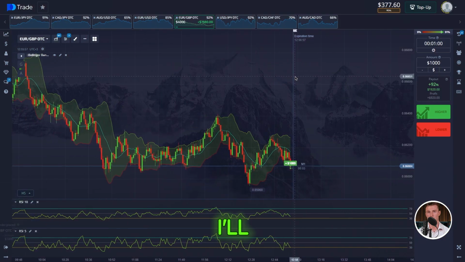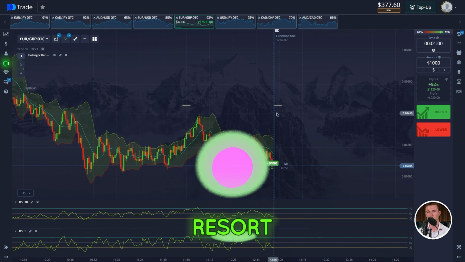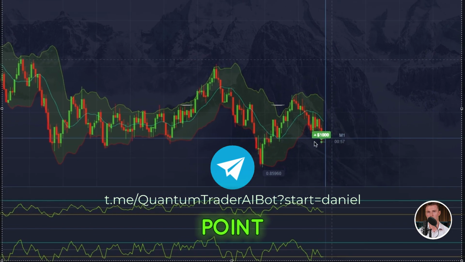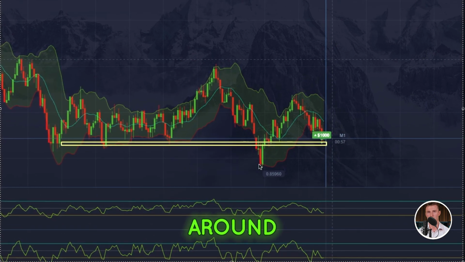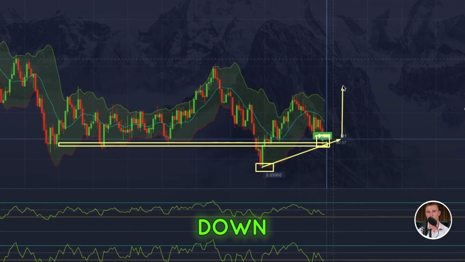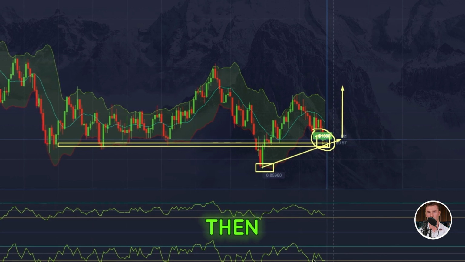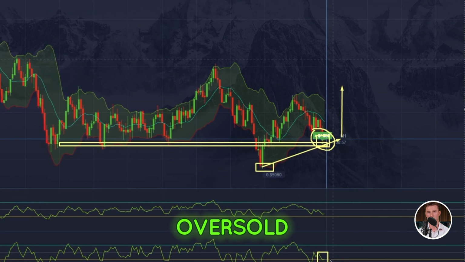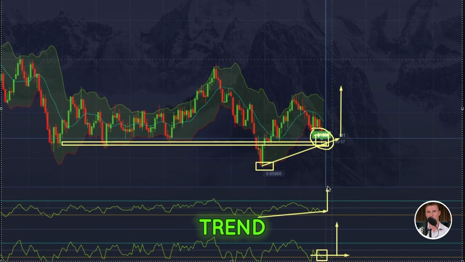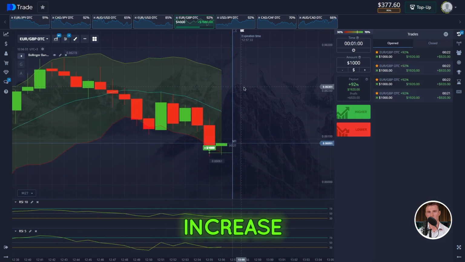Yes, this is where I'll probably open deals for a raise. Let's highlight the workspace, resort to technical analysis again, and have a good touch point. We see that the trend has turned around. The dynamics of the movement is going down. The lower sliding Bollinger Bands is touching. And then we see an exit from the oversold area on the lower RCA. And at the top, we see an upward trend, which is why our closing trades are reopening for an increase.